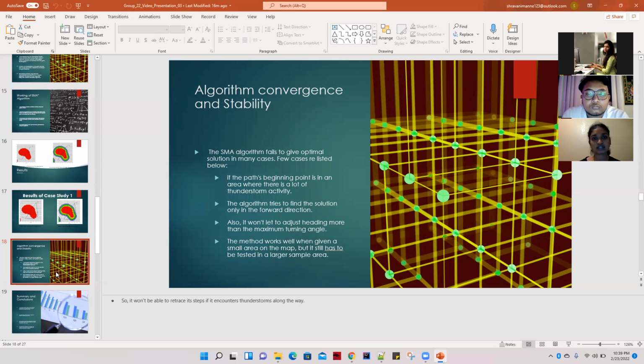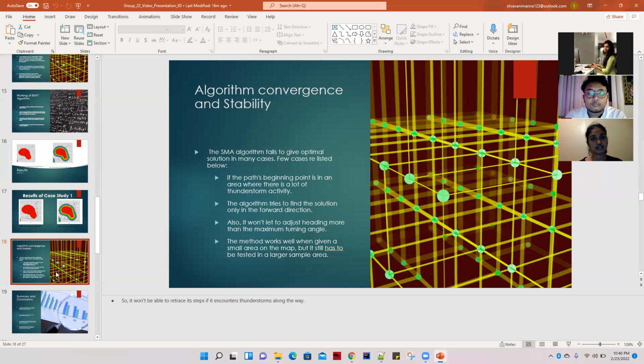And in another case, the algorithm tries to find the solution only in the forward direction, which means it won't be able to retrace its steps if it encounters any thunderstorm along its way. And also it won't allow adjusting the heading more than the maximum turning angle. And this method works well only in a smaller area on the map. So it still has to be tested in a larger sample area.